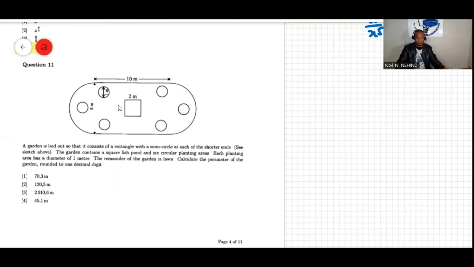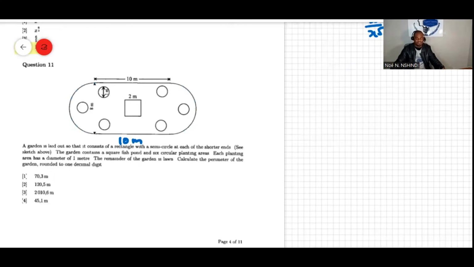Okay, the perimeter of the garden. We know that the perimeter is the sum of all the outer sides. So it's going to be 10 here, plus this side, which is obviously 10 because they say it has the form of a rectangle. So this must also be 10, and then plus this side. We can fill in that this side must be 10 meters also. But what we don't know is the semicircle, but we know that these two are identical.